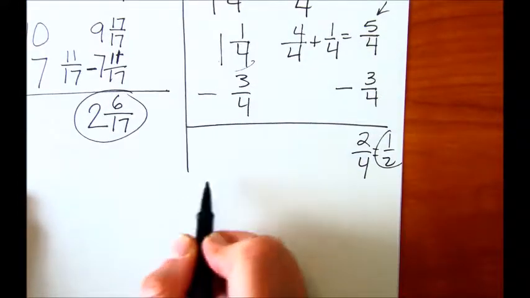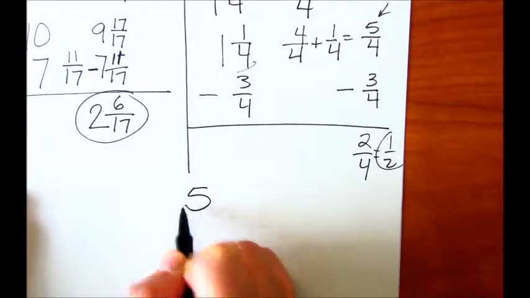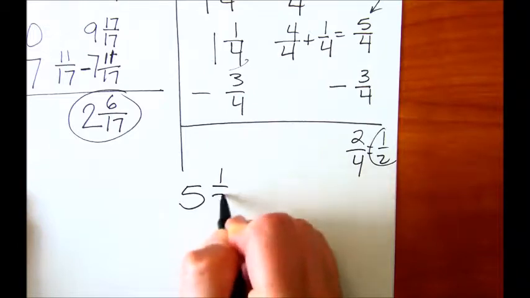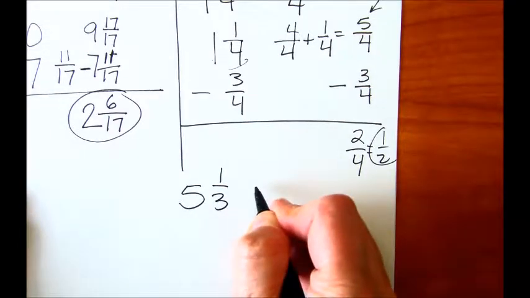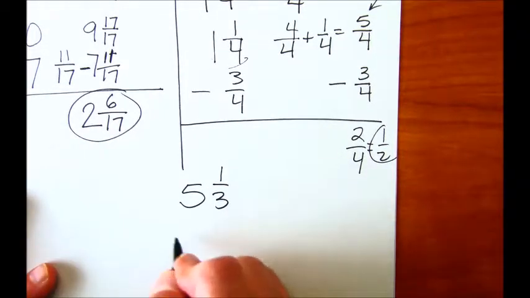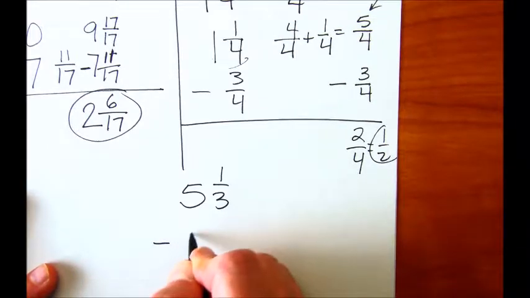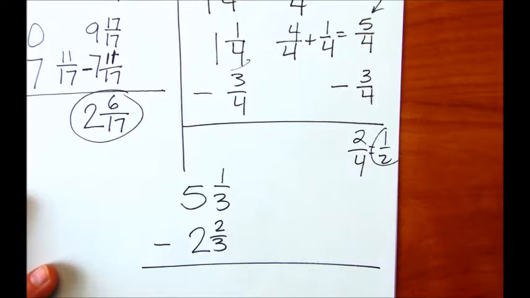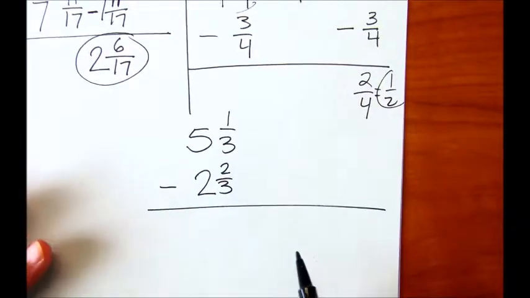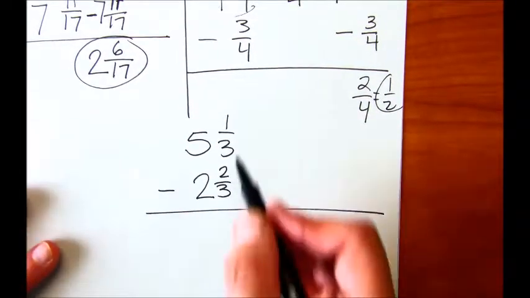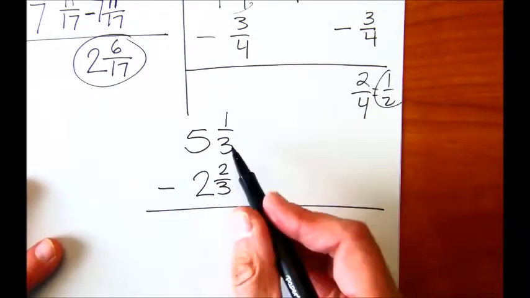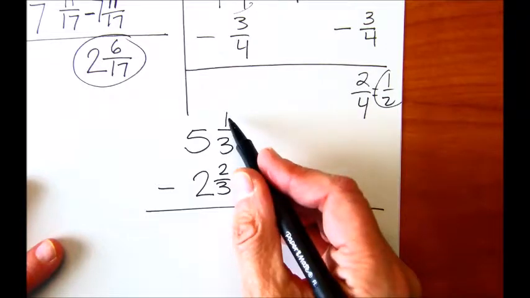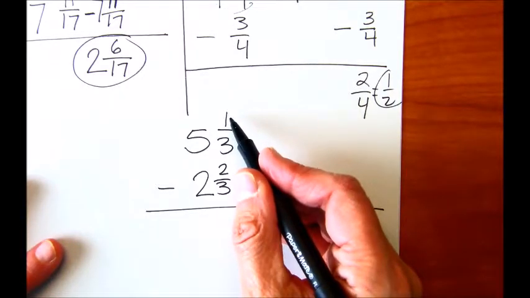I'll just make one up. Let's say we have 5 1/3, and we're going to subtract from that, and I'll do it down here, 2 2/3. So 5 1/3 take away 2 2/3. Our denominators are the same, so we don't have to worry about finding a common denominator. But I cannot take 2 from 1 or else I'm going to get a negative.